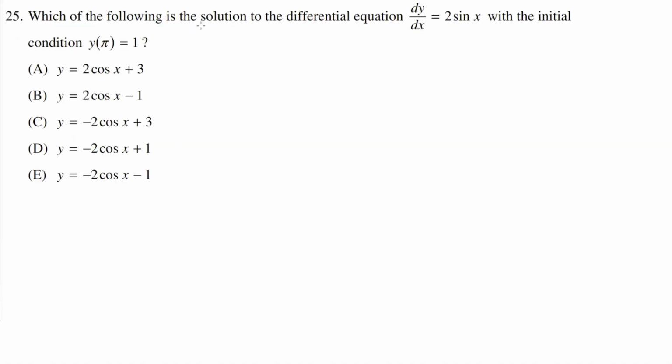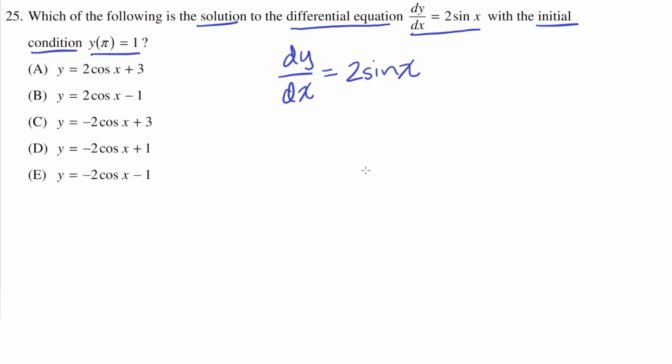Which of the following is the solution to the differential equation dy/dx equals 2 sine x with the initial condition y of pi equals 1? So we have this differential equation dy/dx equals 2 sine x. We need to solve this differential equation and plug in the initial condition that y when x equals pi is equal to 1.